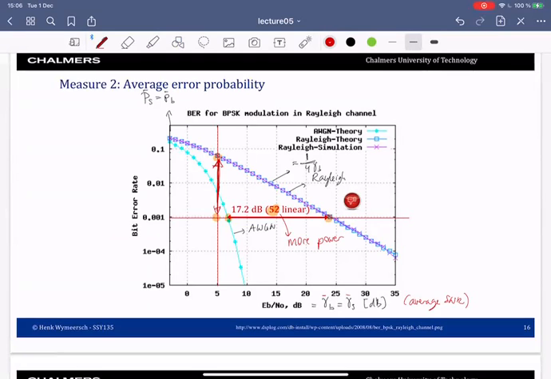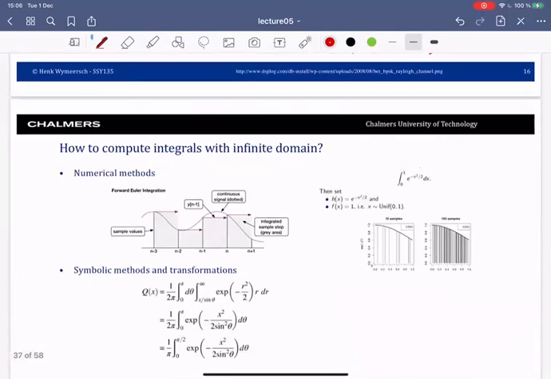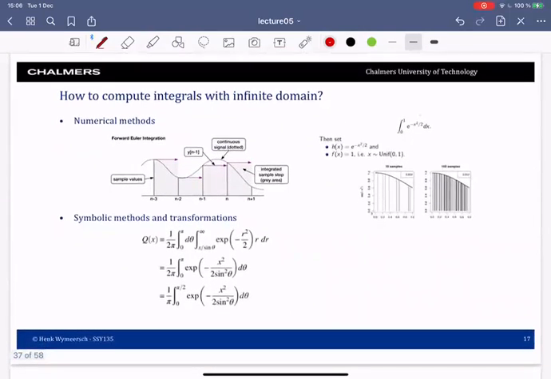Now, we are only able to compute this average error probability for BPSK. There's a numerical technique to compute it for other constellations. And how do we do this? So how do we compute, at least numerically, integrals over an infinite domain? When the domain is finite, you can use the standard approach where you just divide up the domain in different small bins, evaluate the function at those bin values, and sum over all the bins.